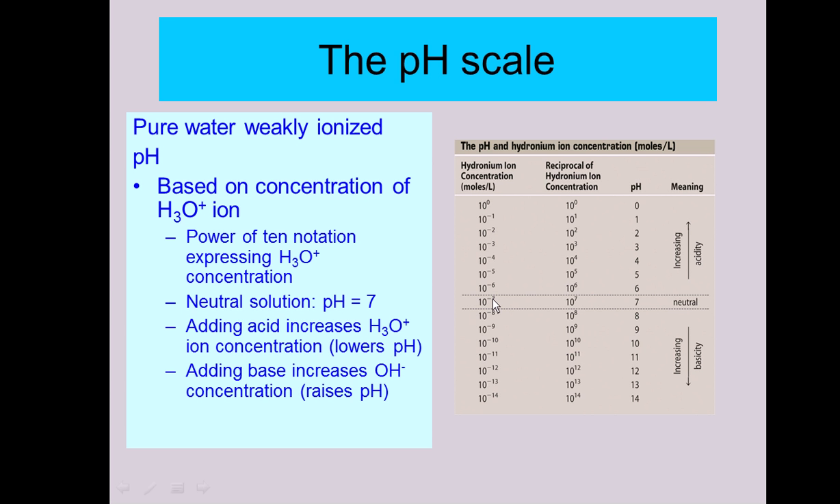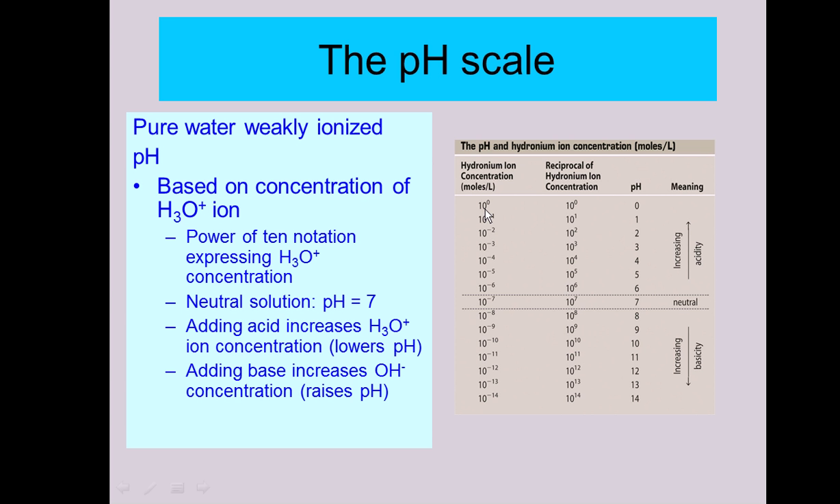So 10 to the power minus 7. It means that all these solutions which have 10 to the power minus 6, minus 5, minus 4, minus 3, minus 2, minus 1, they are all acidic. So remember that we are now talking in terms of negative values. In terms of negative values, minus 6 is bigger than minus 7. Minus 5 is bigger than minus 6. Minus 4 is bigger than minus 5. Minus 3 is bigger than minus 4.